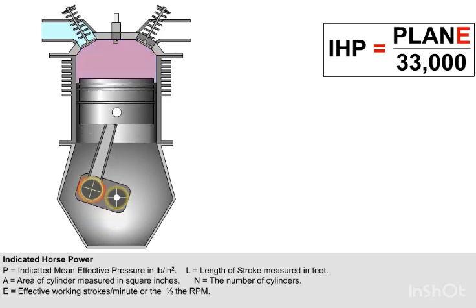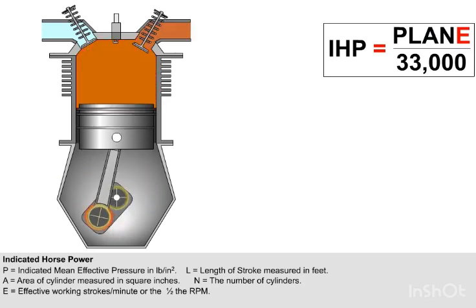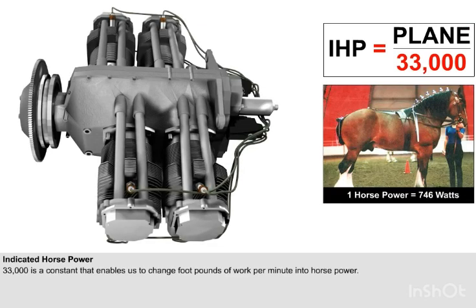E equals effective working strokes per minute, or half the RPM, and 33,000, which is a constant that enables us to change foot-pounds of work per minute into horsepower, 1 horsepower being calculated by James Watt to be the equivalent of 33,000 foot-pounds per minute. The SI unit of power is the watt, or 1 joule per second. 1 horsepower equals 746 watts.